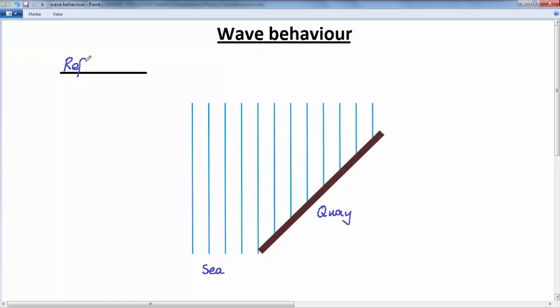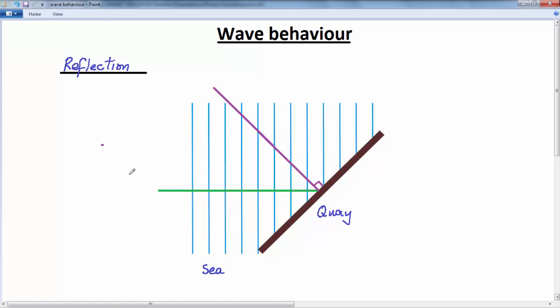Reflection occurs when a wave bounces off of an object. So we've got water waves coming in from the sea, and they're hitting a quayside like this. This green line represents the direction of propagation of the waves. You've got the wave fronts coming in here like this, and the direction of propagation is in this direction. Now what we're going to do is mark a line called the normal, and this purple line represents the normal, which is at 90 degrees to the reflecting surface.